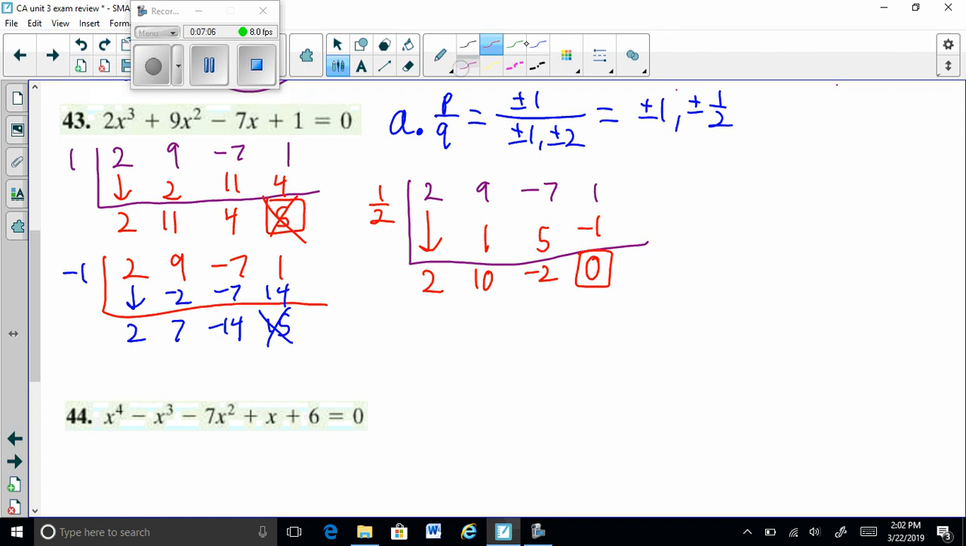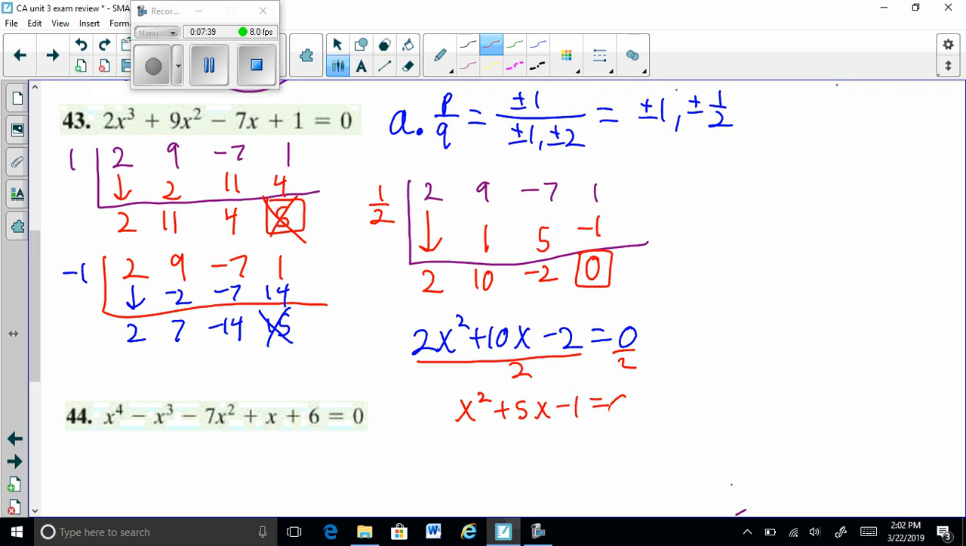So our dividend here is going to be 2x squared plus 10x minus 2. We want to figure out what makes that equal 0. And so you could try to factor it, but you're not going to have much luck. So we are going to have to do the quadratic formula. Now, before I do the quadratic formula, I can make my life a little bit easier by just dividing both sides by 2. So that'll reduce this down to x squared plus 5x minus 1 equals 0. Just makes life a little bit easier.